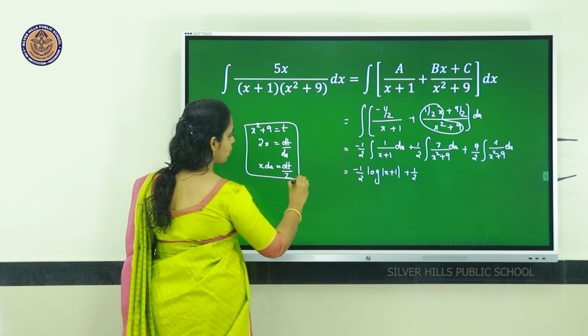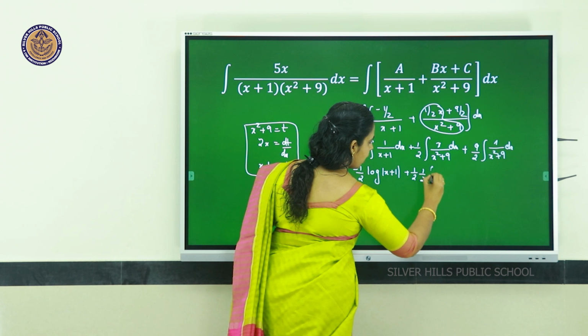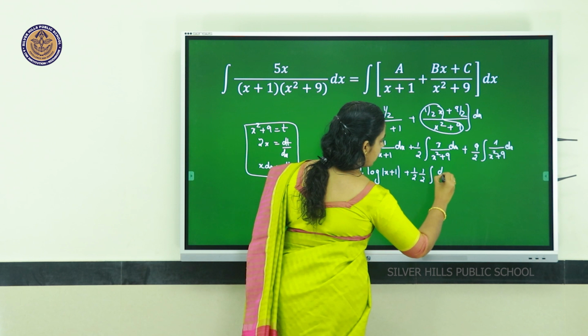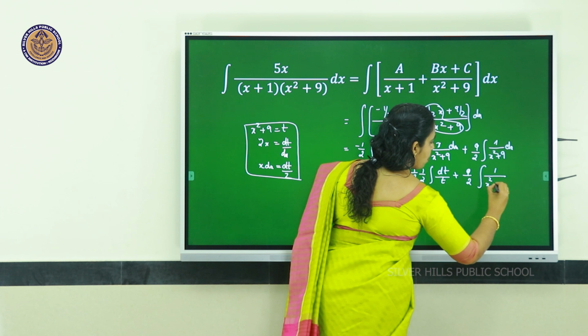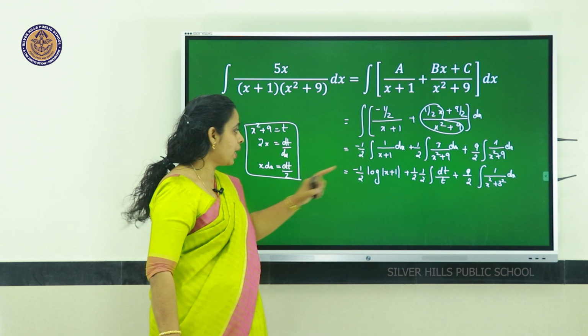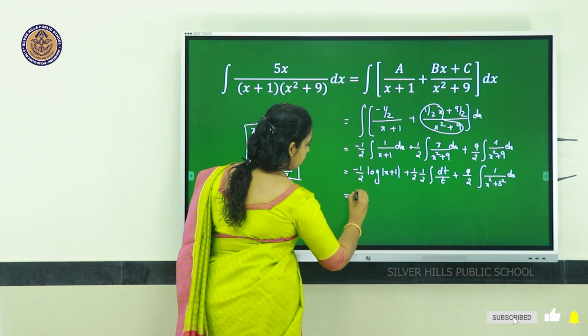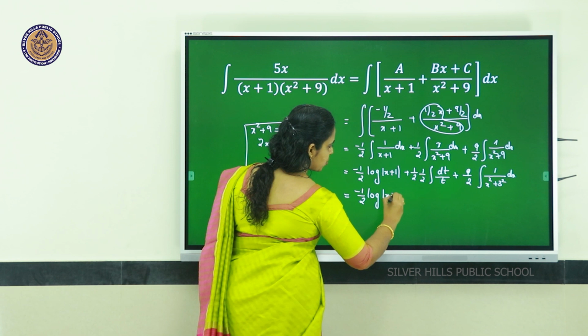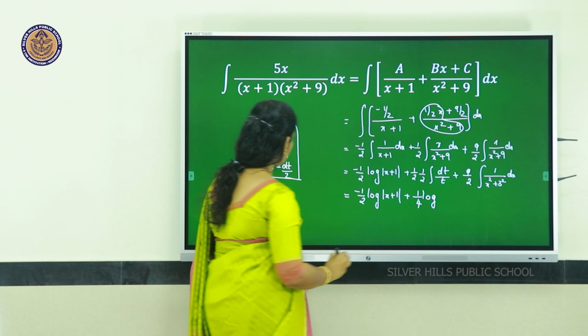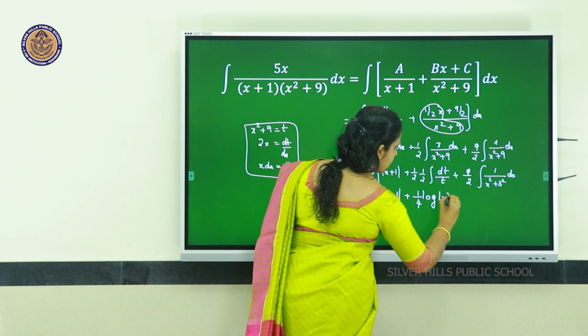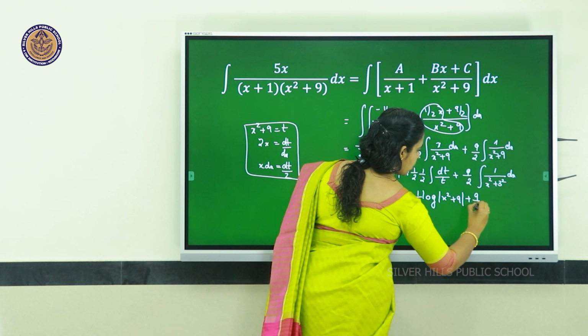Let us substitute that here. So, 1 by 2 integral x dx is dt by 2. By 2 we wrote here already, by t plus 9 by 2 integral 1 by x square plus 3 square dx. We wrote 9 as 3 square. Now, equal to minus 1 by 2 logarithm of x plus 1 plus 1 by 4 log t. What was t? Logarithm of x square plus 9. Now comes the next result, 9 by 2 remaining.